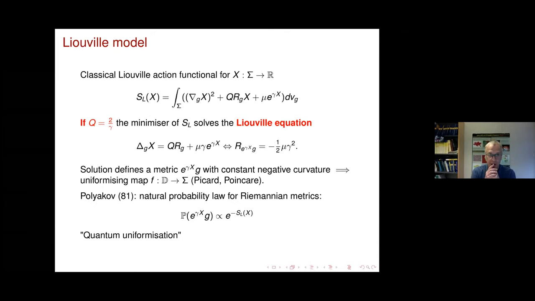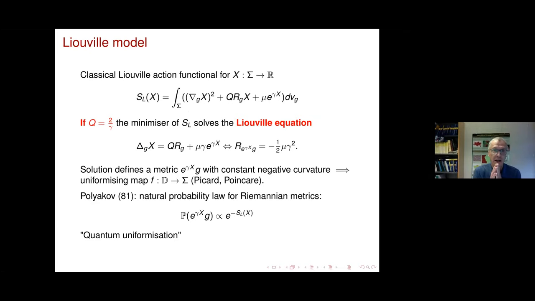So the Liouville model is the following. The action functional resembles the P phi 2, except that instead of a polynomial, you take the exponential of the field. So you have a field X defined on your surface, taking real values. And the action functional now has the gradient squared. Then there is a linear term, which is multiplied by the scalar curvature of the surface. So there's a linear term in the field. And then there is this exponential. And there are some parameters: the coefficient of the linear term, the coefficient of the exponential, and the coefficient of the gradient term also. Now this classical action goes back to the 19th century.